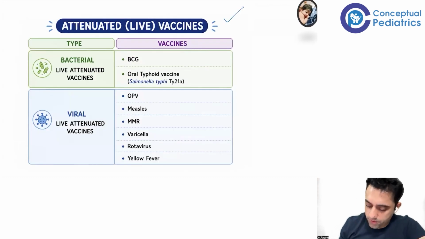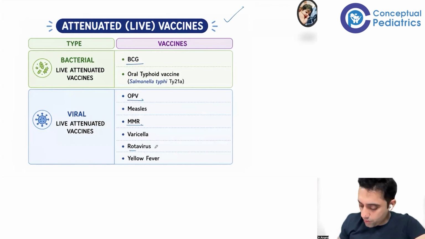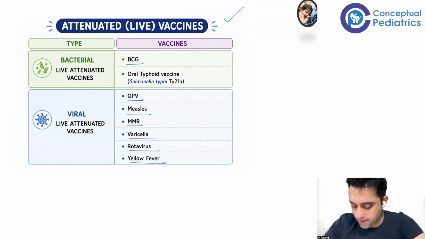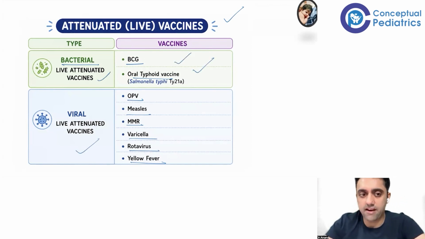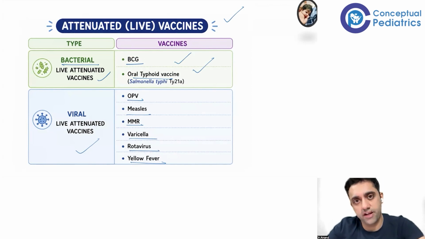Very importantly, I told you, we have smallpox, chickenpox, MMR, OPV, BCG, Rota, varicella, yellow fever, MMR. Yes, all these are live attenuated, even oral typhoid also. If we talk about the bacterial ones, the live attenuated are BCG and oral typhoid, and all the rest are viral live attenuated vaccines. These are very basic things which we are discussing. It's very important for exam purposes. Okay, remember that.